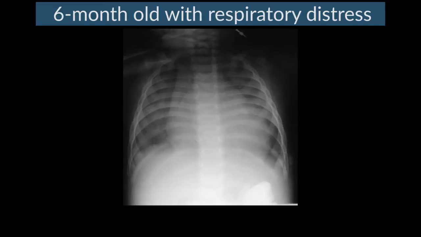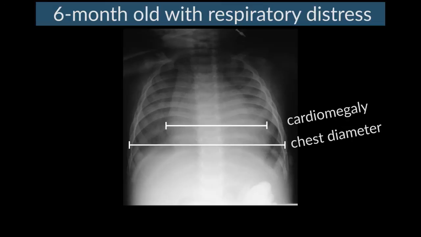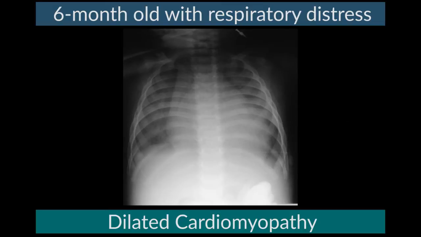This 6-month-old with respiratory distress has diffuse cardiomegaly and an underinflated chest as the result of a dilated cardiomyopathy. In this situation, looking at specific chamber enlargement in an infant can be very, very difficult.